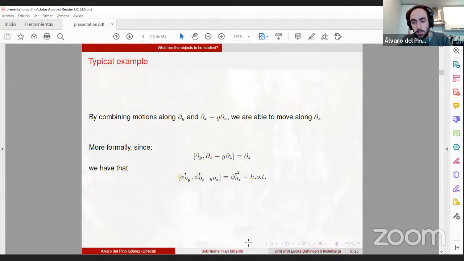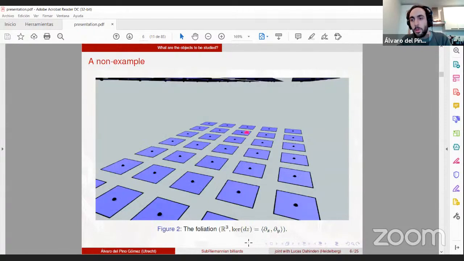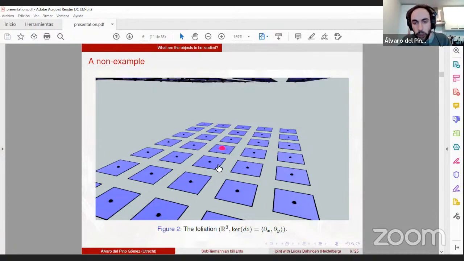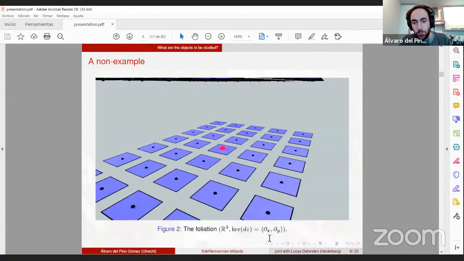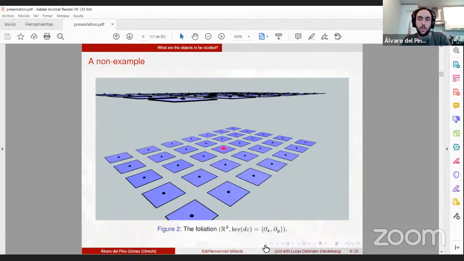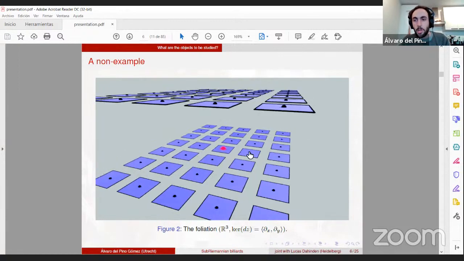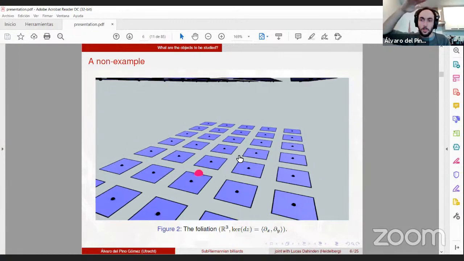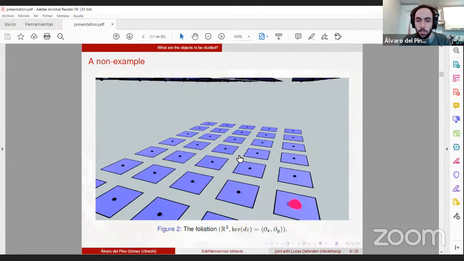Just to emphasize, this is what we don't want. Basically, what I don't want are foliations or things like this. Here we have the typical foliation by level sets, horizontal level sets in R3. The allowed directions of motion are partial X and partial Y, which commute. And therefore, my particle is constrained to live in level sets. It cannot jump from one level set to another one. Okay, so this is what we don't want. I want the previous picture.